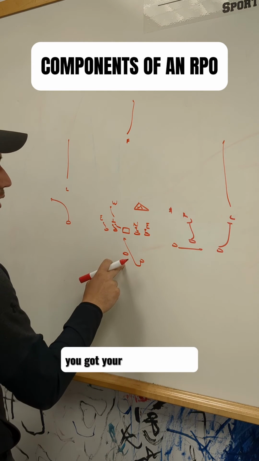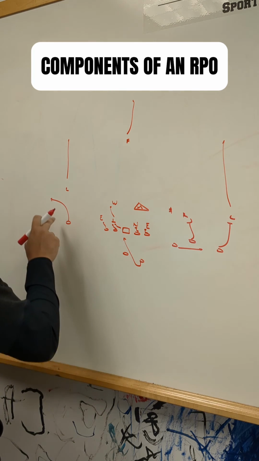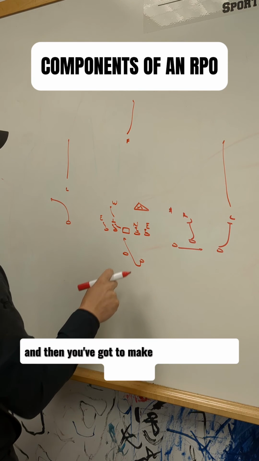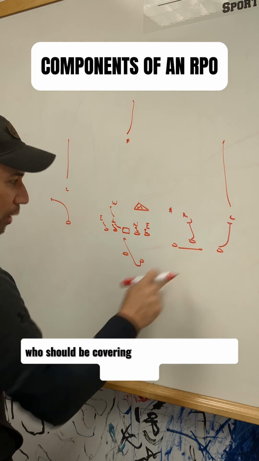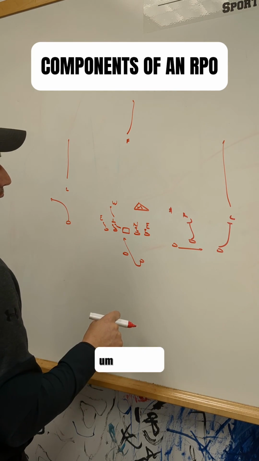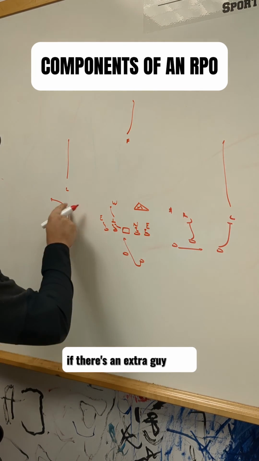So your RPO, you got your run component, your throw component, and your alert. And then you've got to make sure you identify your +1 and make sure +1 is the guy who should be covering the route on the pass component. Otherwise, if there's an extra guy down, we've got to work the alert.